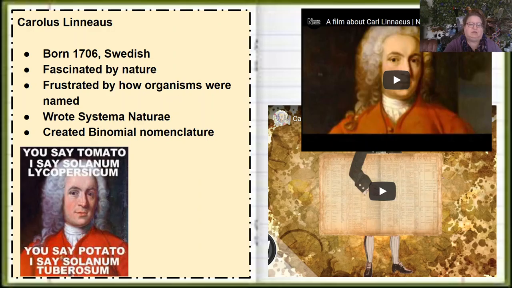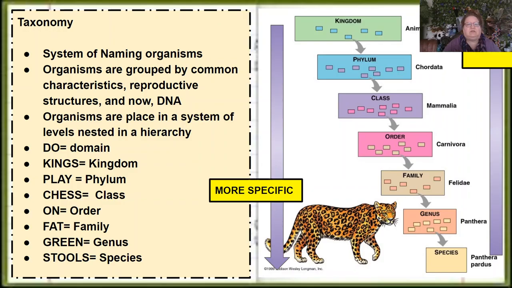Now, what he developed was the system of taxonomy that used a hierarchy of levels. These levels ended up nesting within each other, and the organisms are grouped by common characteristics. Reproductive structures are another one. And then, of course, now DNA, RNA, sometimes protein structure, so we have modern day techniques. The organisms are placed in these taxa based on these characteristics.